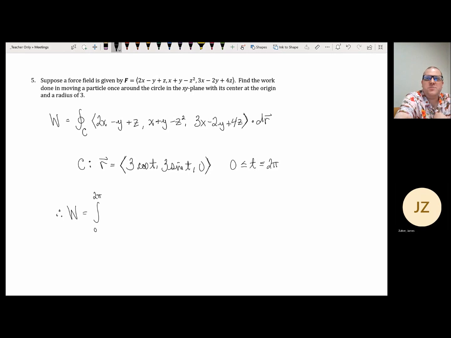Right, so work will be the integral from 0 to 2 pi. You said we're assuming we're going counterclockwise? Yes, because that's always what you assume unless specified otherwise. Oh, okay. Always assume a positive orientation.